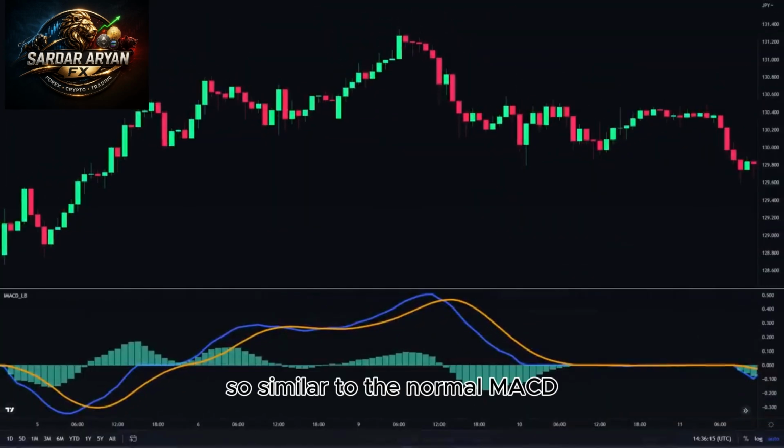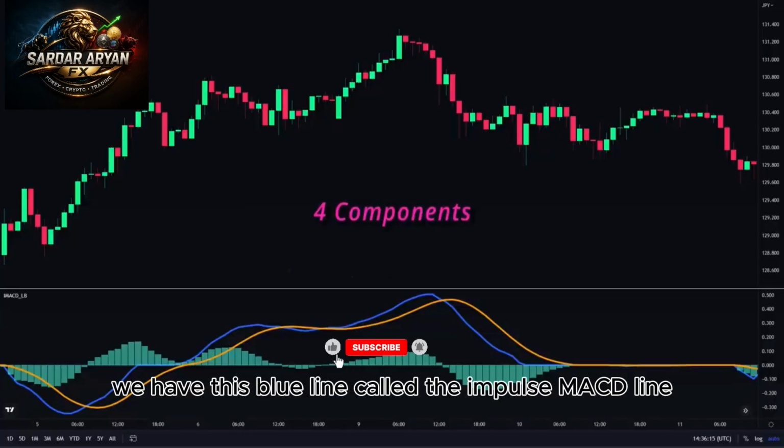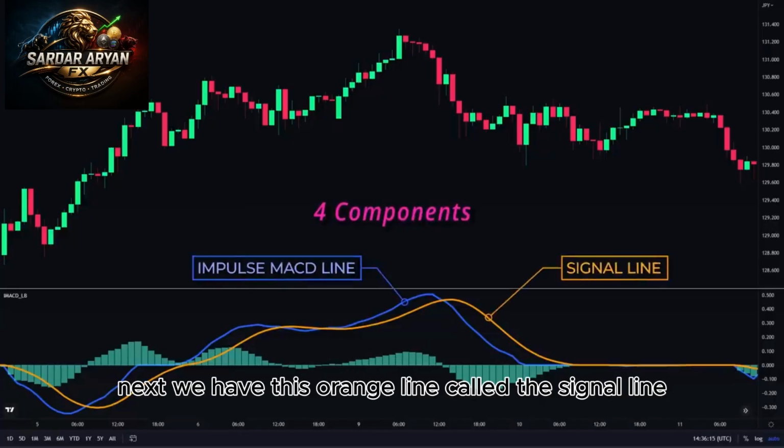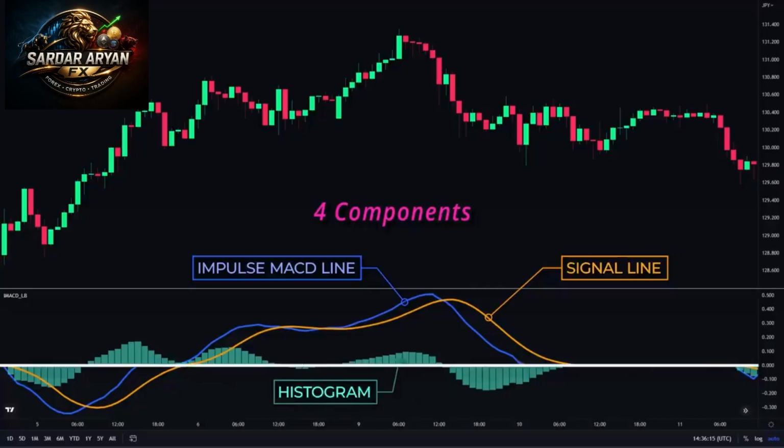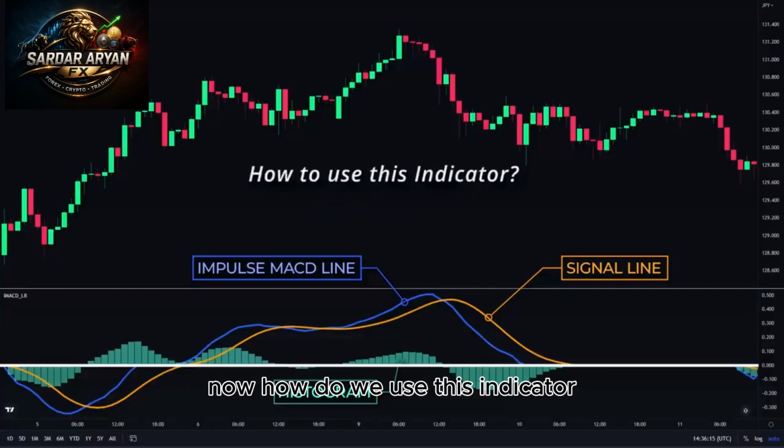So, similar to the normal MACD, this indicator also has 4 components. First, we have this blue line, called the Impulse MACD line. Next, we have this orange line called the signal line. Furthermore, we have the histogram. And finally, we have the middle line. Now, how do we use this indicator?